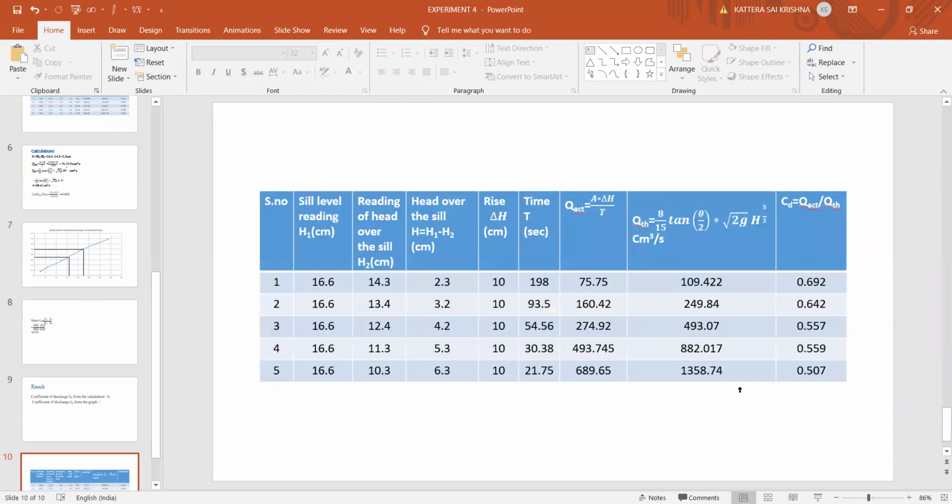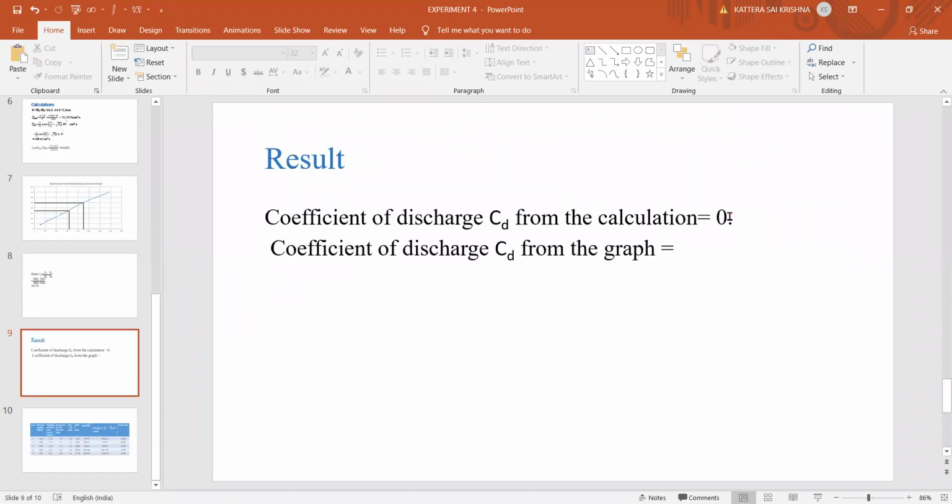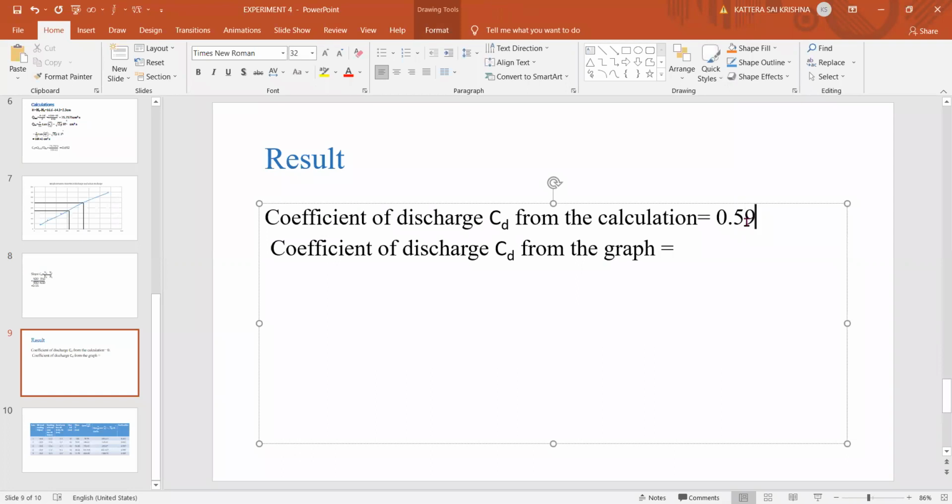914 only, sir. Okay, 0.594. 14, sir. 0.591. So this is the coefficient of discharge for the triangular notch, calculated from the calculation part. Similarly, we need to calculate it from the graph also.